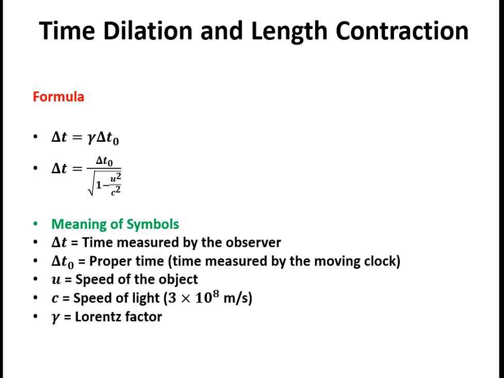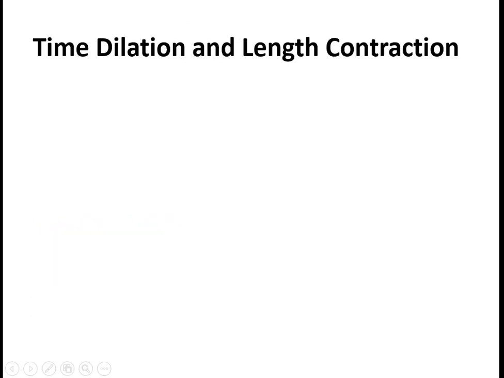The Lorentz factor is the symbol you are seeing here. Let me scroll down, you will see the equation for the Lorentz factor. The Lorentz factor equals 1 over the square root of 1 minus the square of the velocity of the object divided by the square of the speed of light.